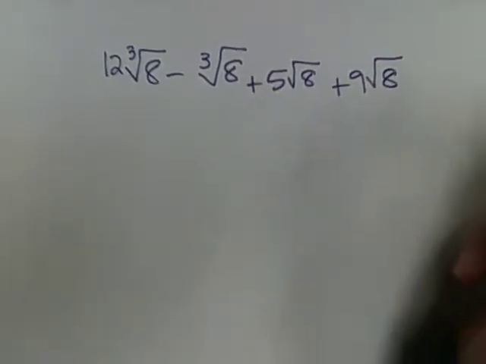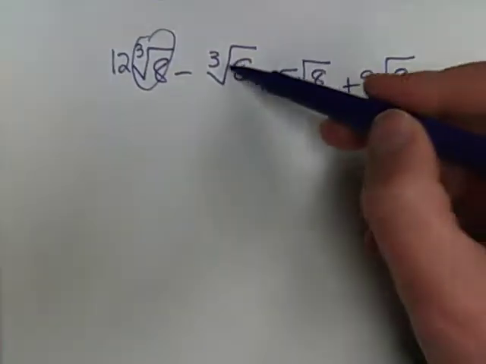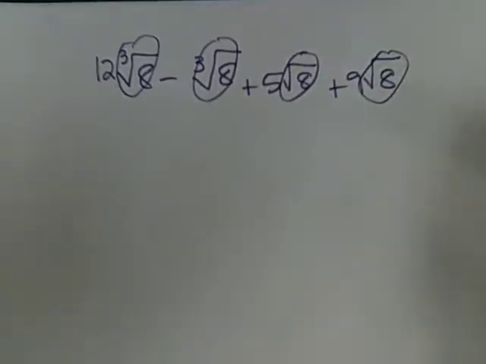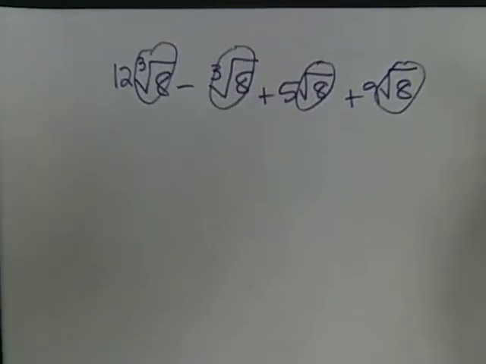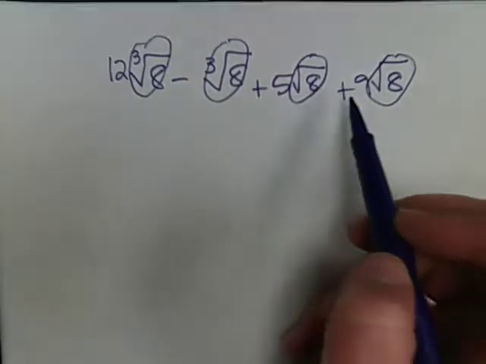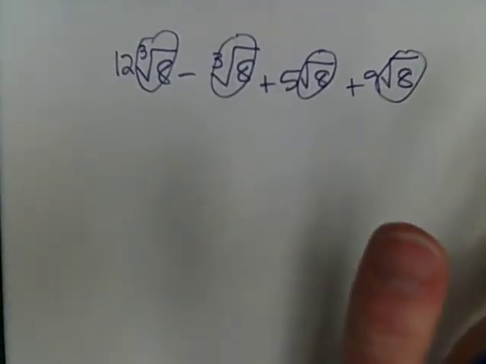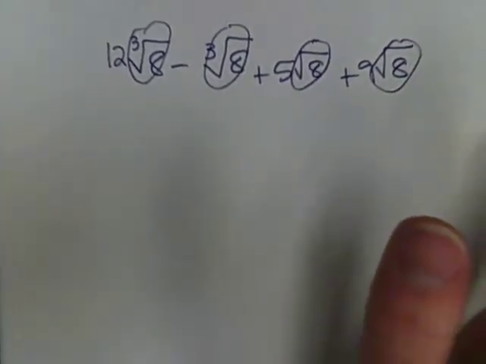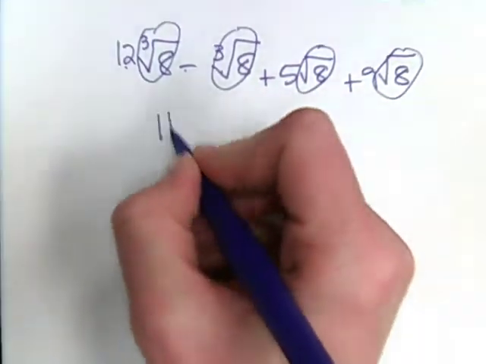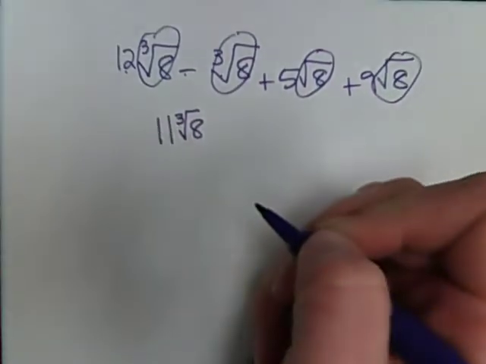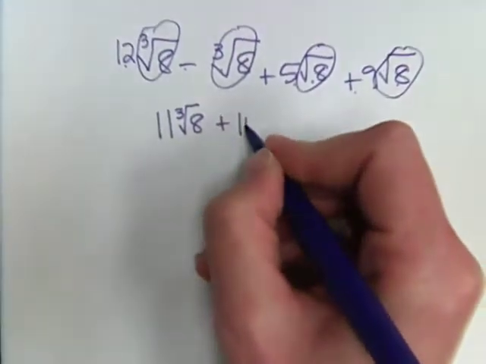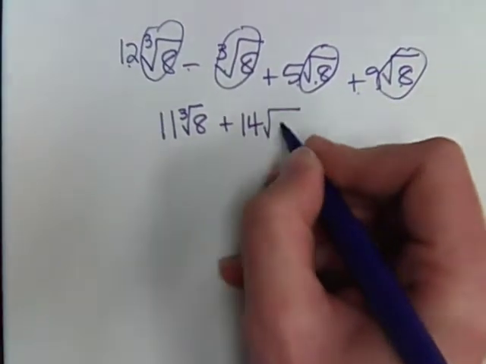Okay? Think of this cube root of 8, cube root of 8, square root of 8, square root of 8. It's like variables almost. So if this would have been 12x minus x plus 5y plus 9y, you would have easily said, oh, I need to combine my x's and combine my y's. It's the same way here. You have 12 of these minus 1 of these gives me 11 cube root of 8s. Then you have 5 of these plus 9 of these gives me 14 square root of 8s.